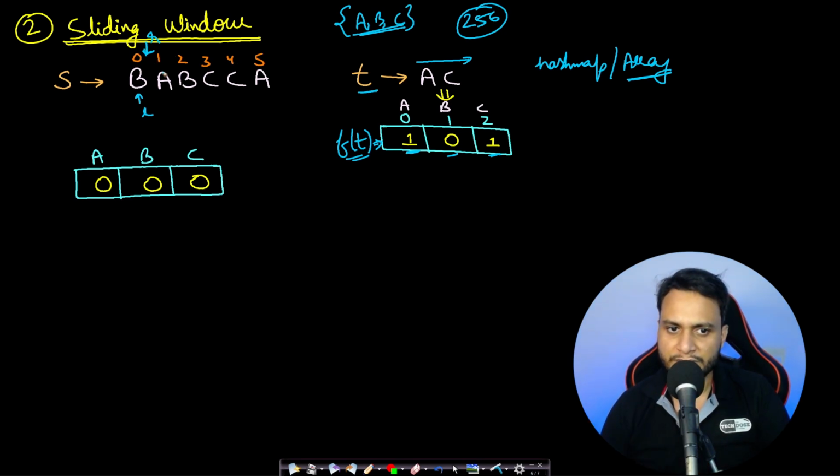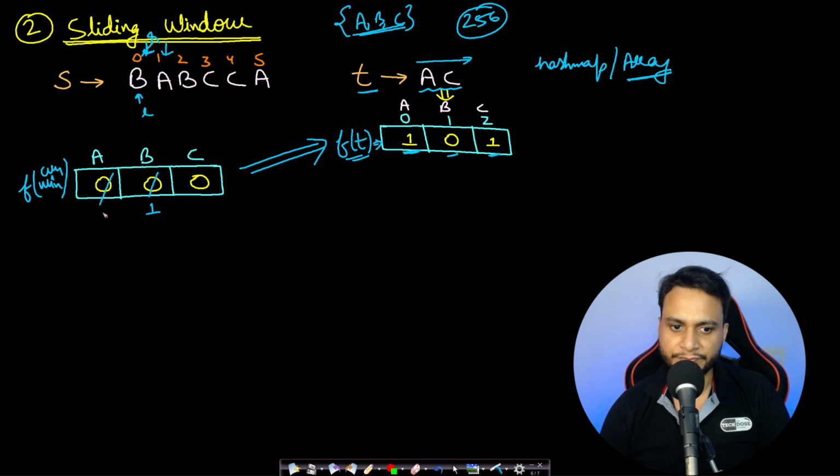So when we start from here, the frequency of B will increase by 1, and now let's keep moving forward. At every step we will have to match if the frequency of this current window actually contains all the items of the string T. That means it should have frequency of A greater than or equal to 1 and frequency of C greater than or equal to 1. It doesn't matter if it contains any other characters, but at least it should have the count of all unique characters.